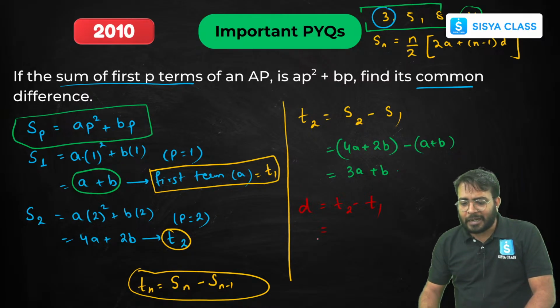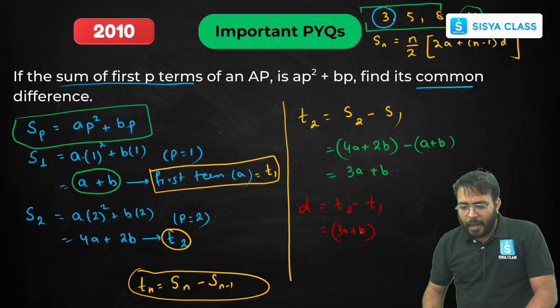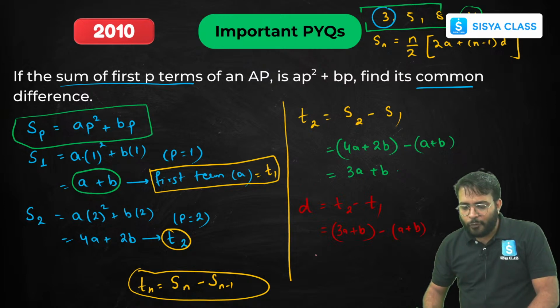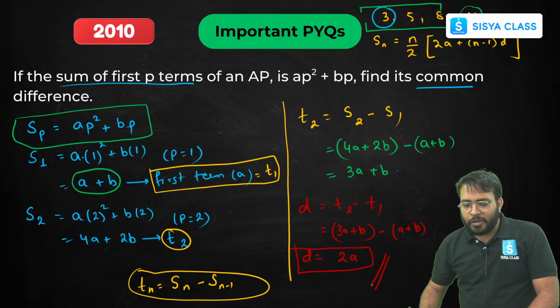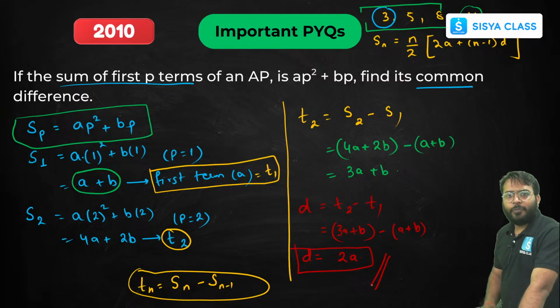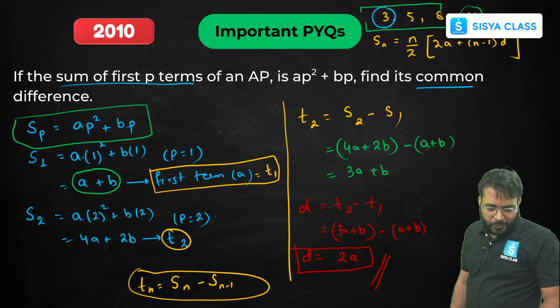So what is my second term? My second term is 3a plus b, okay? And what is my first term? My first term is a plus b. So now when you will subtract, you will get 2a, okay? b and b, they will get cancelled out, and that's why your common difference is going to be 2a, all right? I hope that you all have understood, right? Yes or no? समझ में आया?